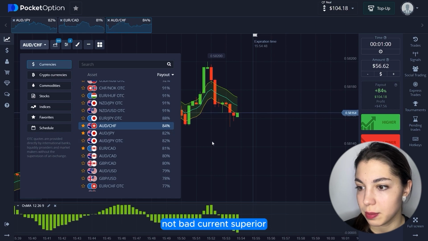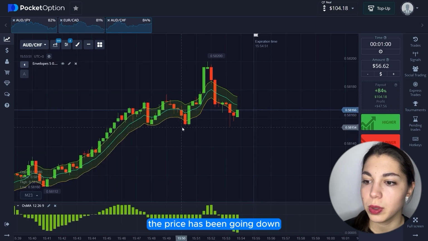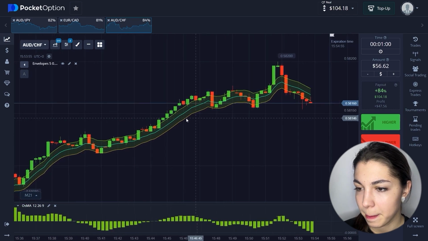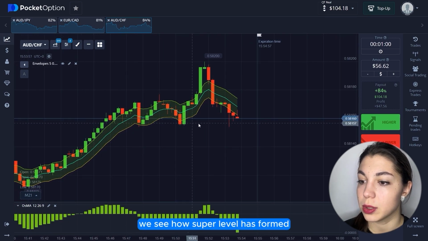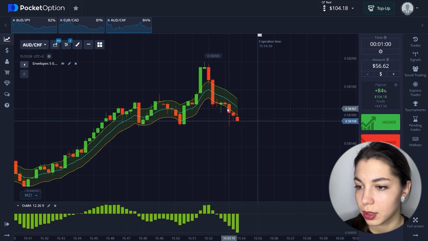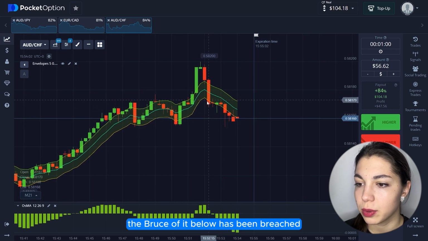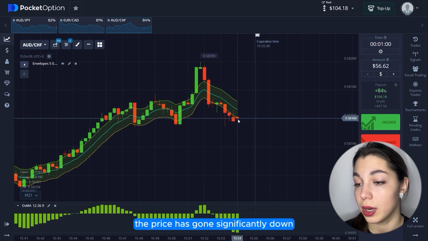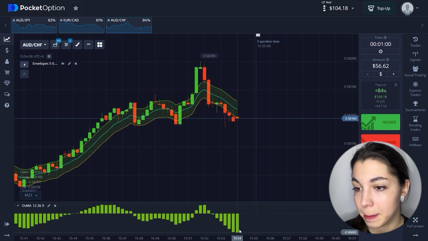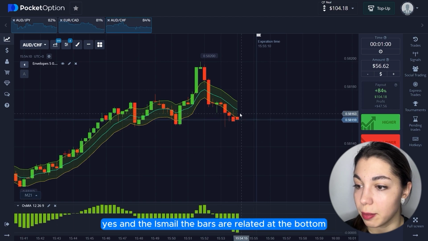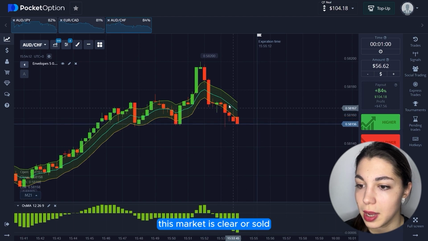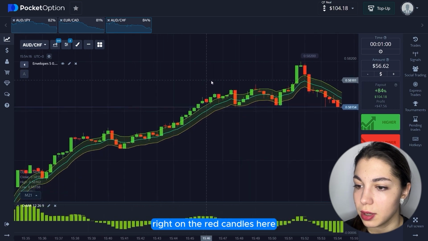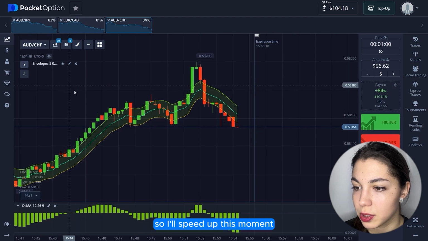Not a bad currency pair. The price has been going down for the first time in a long while. We see how a support level has formed. The previous support level has been breached. The price has gone significantly down. Yes, on the OSMA, the bars are already at the bottom. This market is clearly oversold, but it's better to wait for the price to go down. There are only red candles here, so I'll speed up this moment.